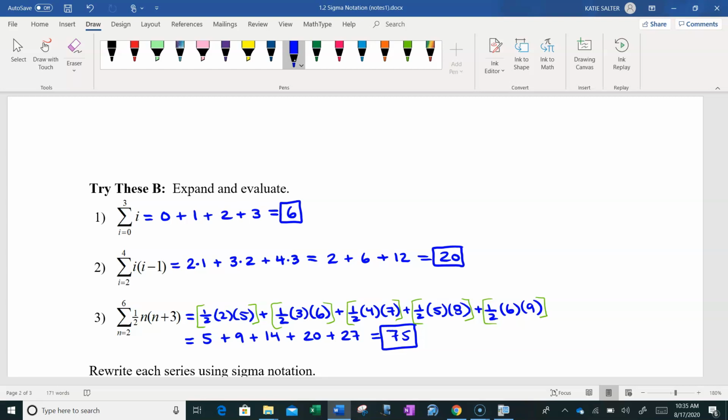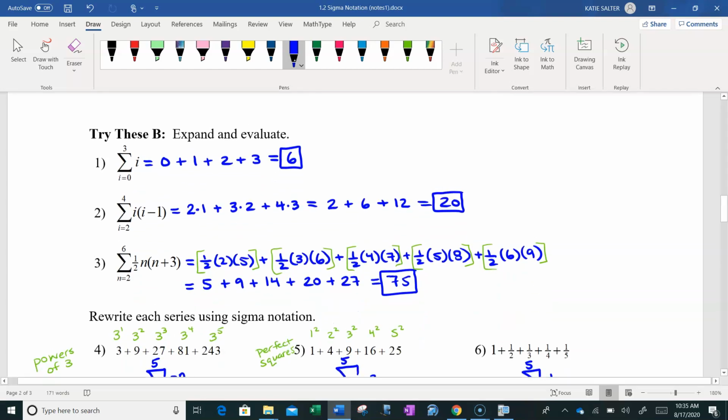Make sure when you're doing this, you're not separating your terms with commas and that you're using pluses, because sigma means to sum. It doesn't mean what is the sequence. It means what is the series. And that's a big thing between sequence and series. Sequence is separated by commas. A series is separated by plus signs.